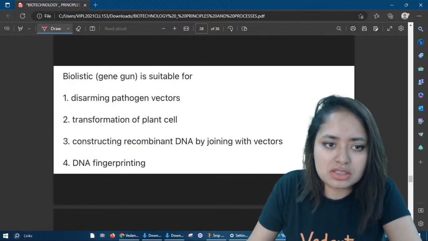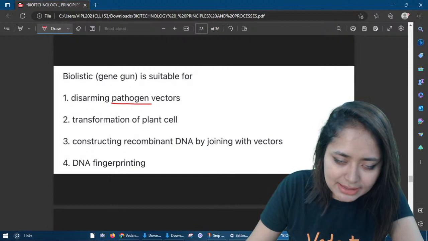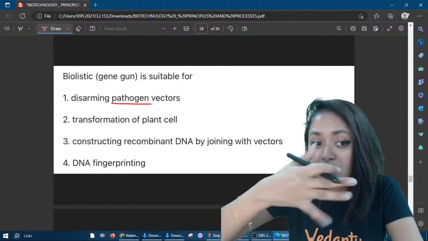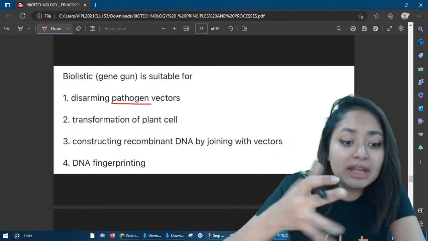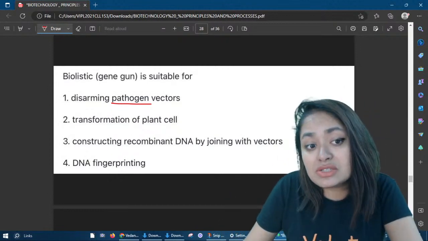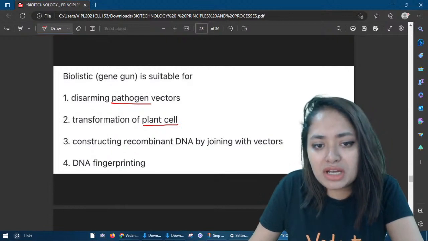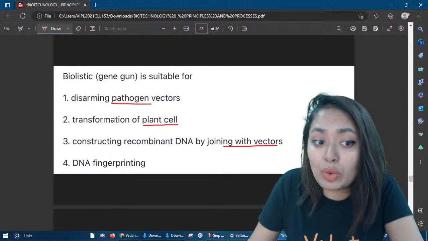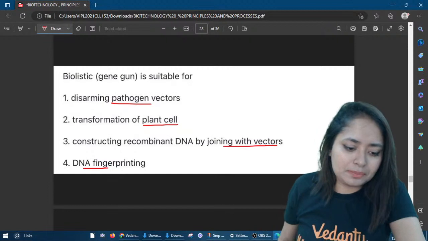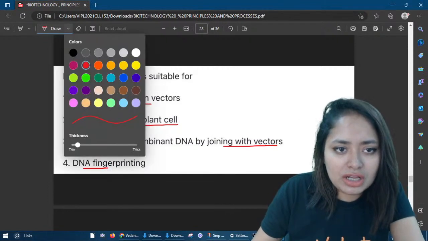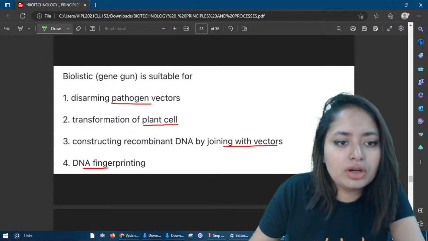Disarming pathogen vectors. That means there is a pathogen that is existing. Us pathogen ko disarm karne ke liye, matlab usko nakar banane ke liye, usko koi kaam nahi karta hua banane ke liye. Transformation of plant cell. Constructing recombinant DNA by joining with vector. DNA fingerprinting. Bataiye janab. Option. Correct answer is very good.